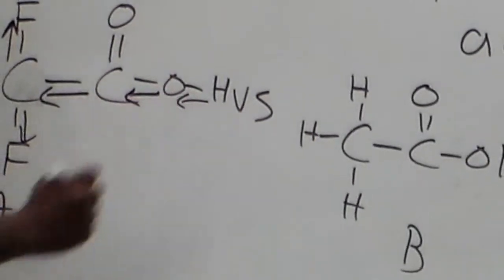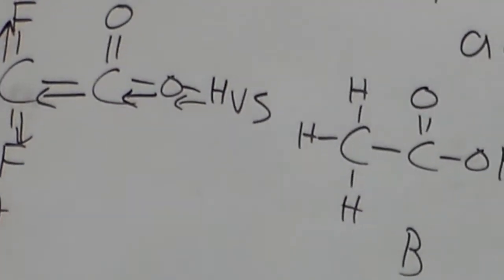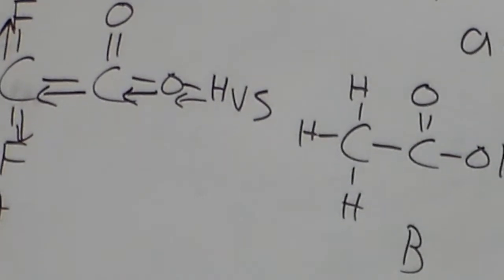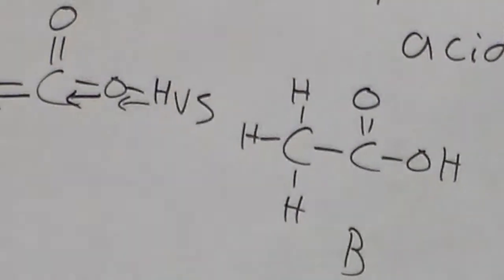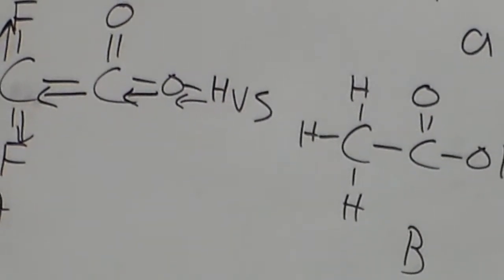When it starts pulling electron density from the hydrogen atom, it's going to make the hydrogen atom partial what charge? Partial positive. Partial positive also makes it more acidic. The more partial positive charge you make, the more H plus-like it becomes, making it more acidic.